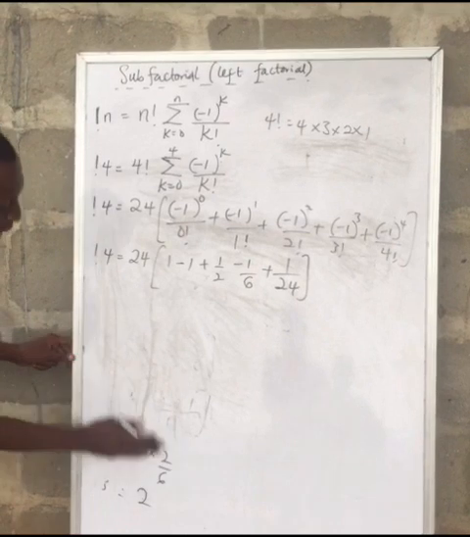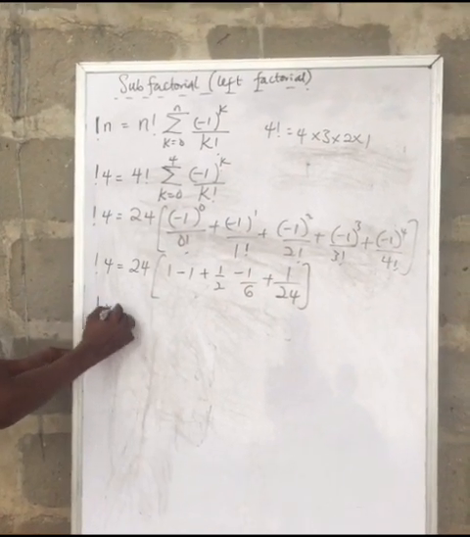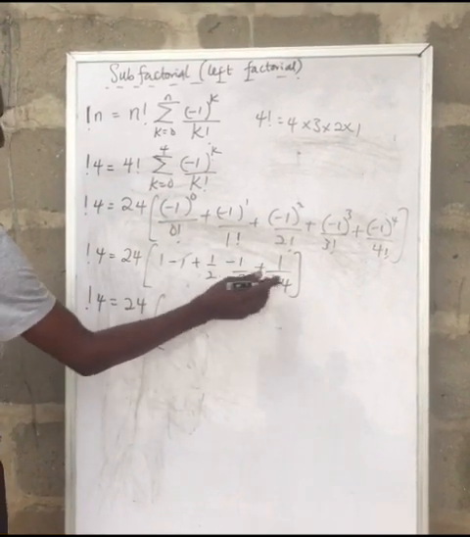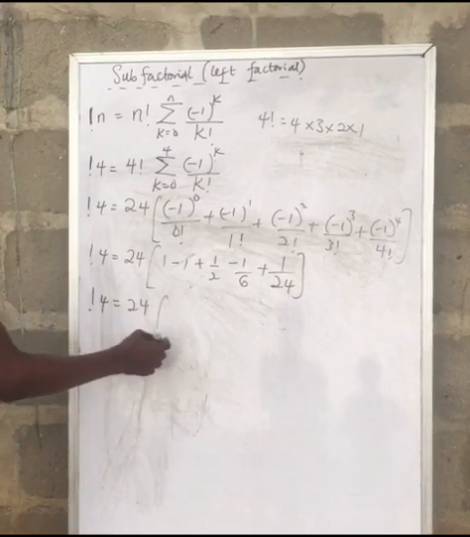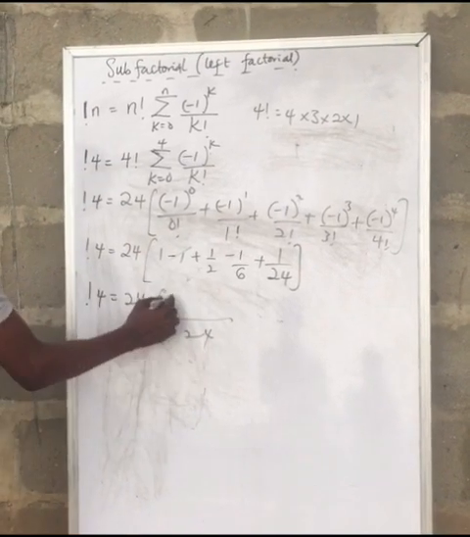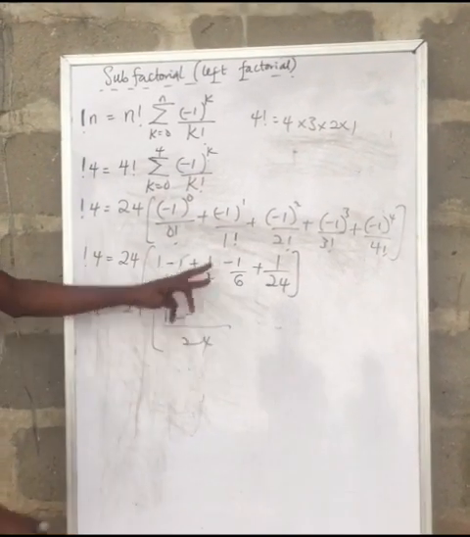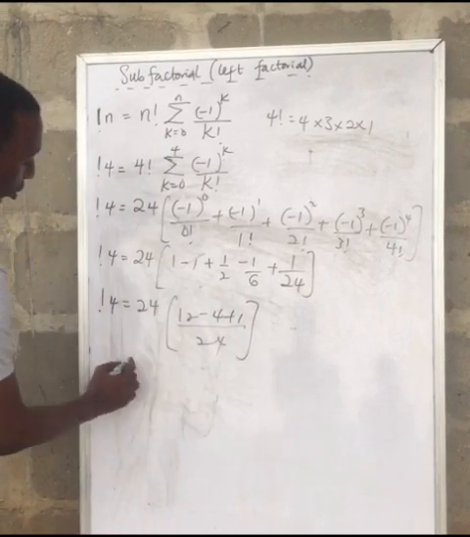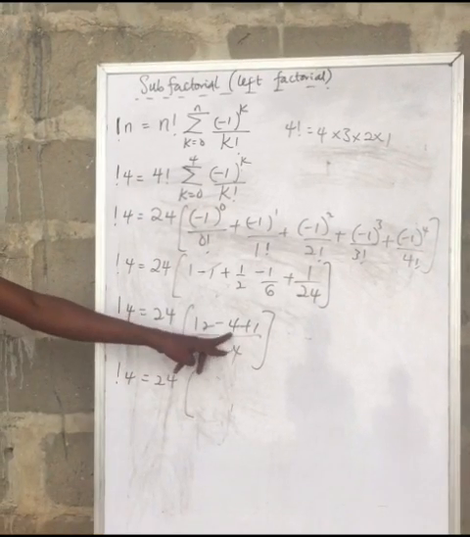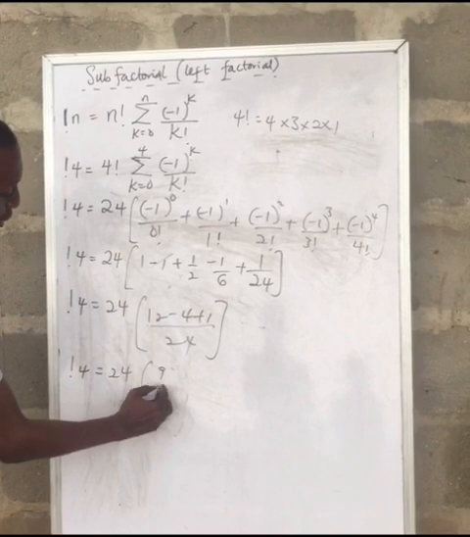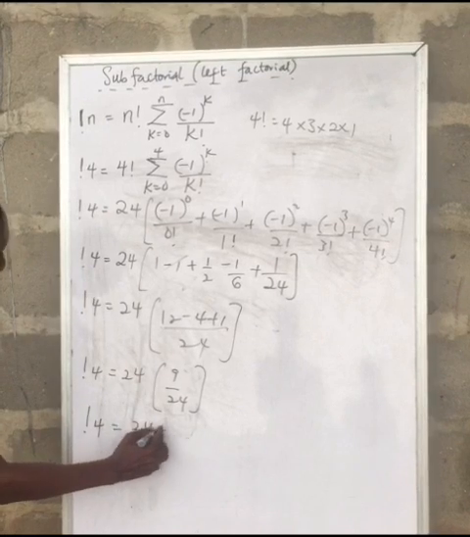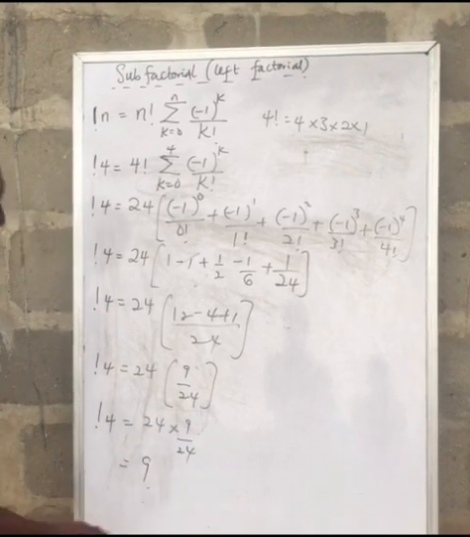So the subfactorial of 4 will now be 24 open bracket, 1 minus 1 is out of it. So the whole of this becomes, you can actually take everything together. You understand? You can take everything together. The LCM is 24, then 2 here, that's 12, minus 6 here, that's 4, plus 1, which gives us the subfactorial of 4 becomes 24 open bracket, 12 minus 4 is 8, 8 plus 1 is 9 over 24. So the subfactorial of 4 is now 24 times 9 over 24, which is 9.